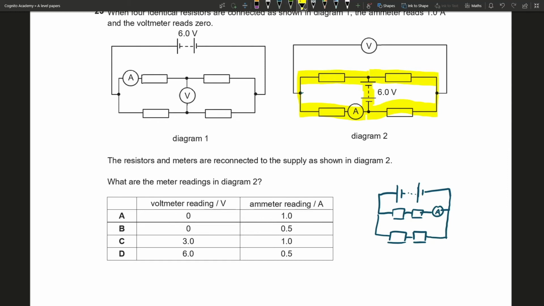And then the last part that we haven't redrawn yet is this branch containing the voltmeter. So this is connected in between the resistors, drawing that out in our redrawn diagram. And what we realize is that this diagram is actually the same as this diagram. So the voltmeter reading and ammeter reading should be the same. Our answer is A.